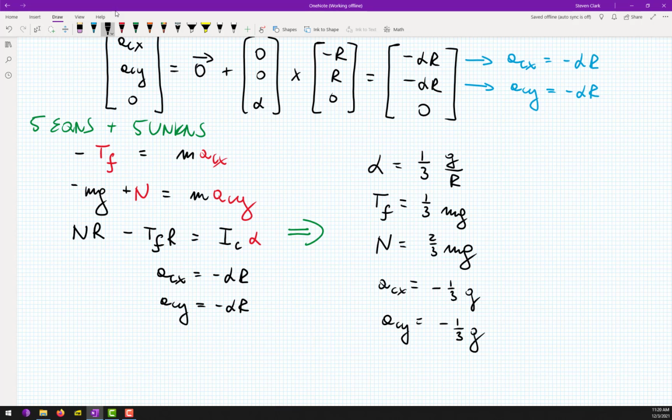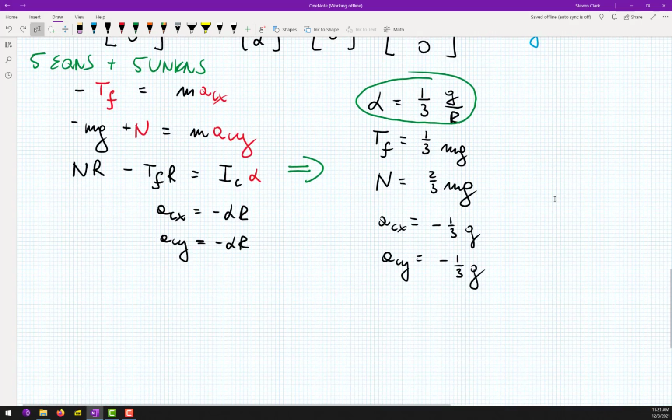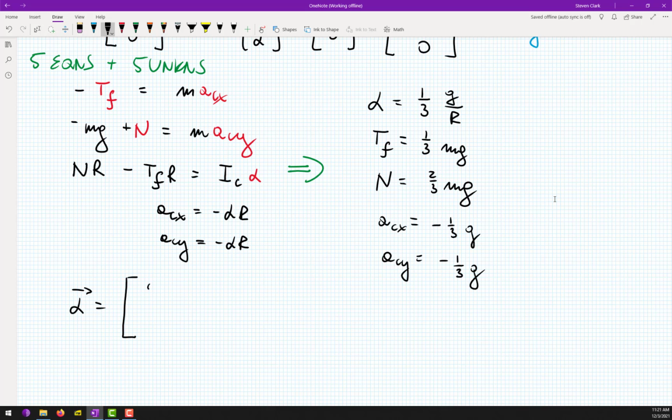Great. Okay, but in part A, they ask us to find this thing only, yeah? Let me even scroll up the board. They asked us for alpha, yes? Here. So we found it, yeah? Actually, one more step, because they ask us for the vector value. So alpha vector-wise will be equal to 0, 0, 1/3 G divided by R. And this will be a positive value. So it will rotate counterclockwise, yes?